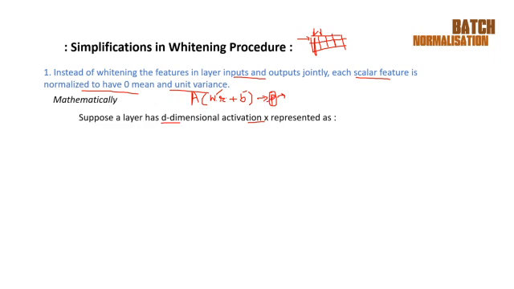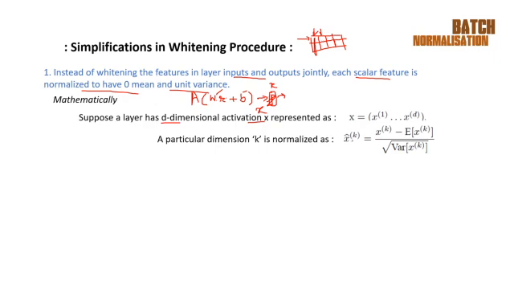So this P is here basically represented as X. So instead of P, we can actually use X here. So this is the X that we are talking about. Now a layer has d-dimensional activation, represented as x1 to xd. Now for a particular dimension k, you can call it the third column, this k can be 1 to d, any of these.